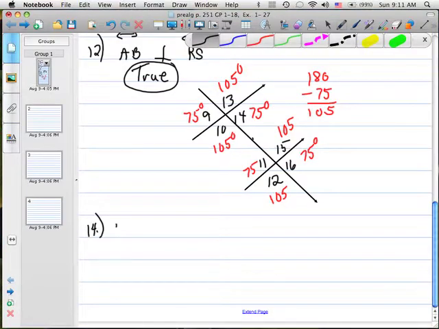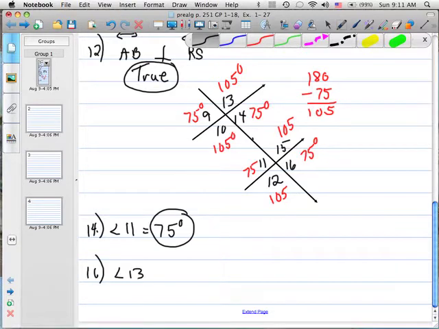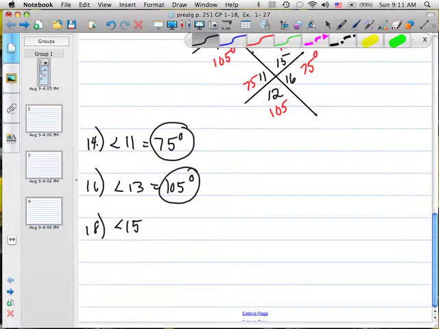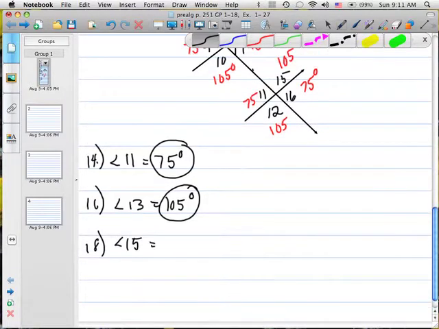So 14 is angle 11, which is 75 degrees. 16 is angle 13, which is 105 degrees. 18 is angle 15, which was 105 degrees. Now we're ready for the exercises 1 through 27.